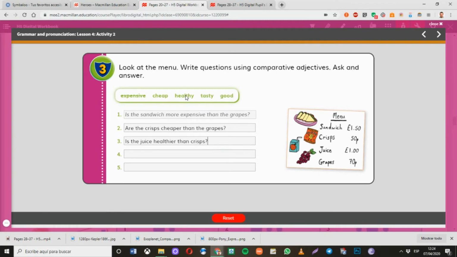Is the juice healthier than the grapes? Do you think? In Spanish that would be, ¿es el zumo más sano que las patatas fritas? Do you know the answer? The answer is yes, okay? Probably, Prof. Javi will say, yes, of course. Probably. Okay.